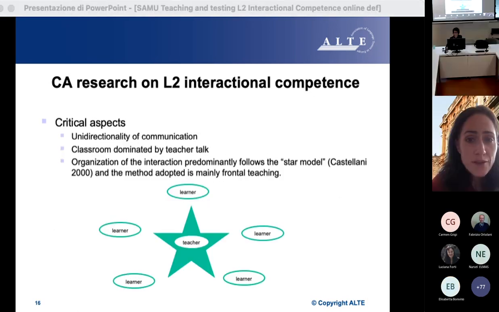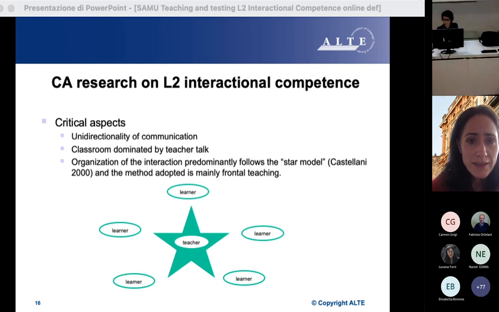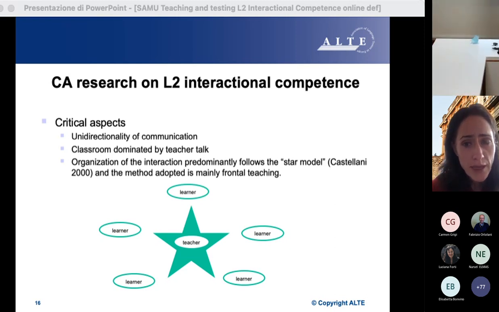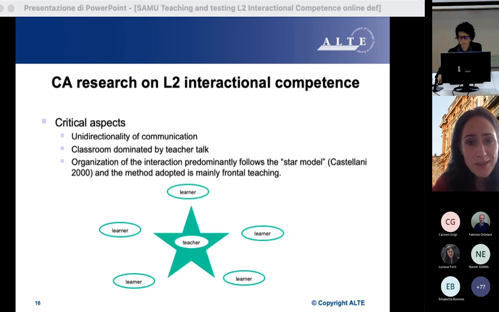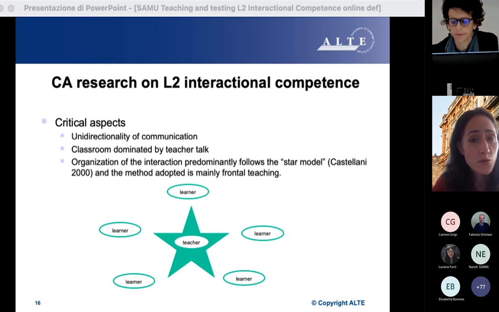So what do we see in the transcripts in our online language classes? Certainly one of the critical aspects that emerges is the unidirectionality of communication, and that the classroom talk is dominated by the teacher talk. The organization of the interaction predominantly follows the STAR model. The method adopted is mainly frontal teaching.